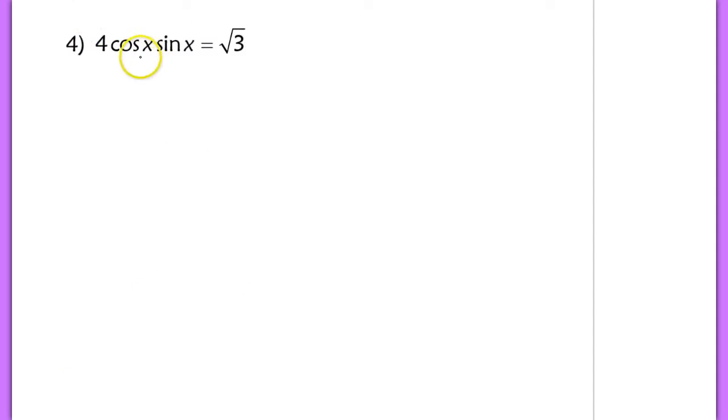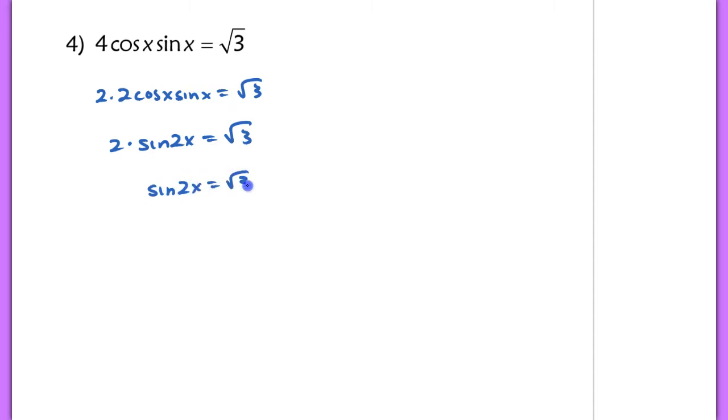Alright, the last problem in this section actually looks like it doesn't belong here because we don't see a multiple of an angle right away. We just see the cosine of x and the sine of x. But I'm going to rewrite this as 2 times 2 cosine x sine x. And then from here, I recognize that I can use a double angle identity and rewrite that as 2 times sine of 2x. And from here, to solve, I just divide out that 2. So I have sine of 2x equaling root 3 over 2.